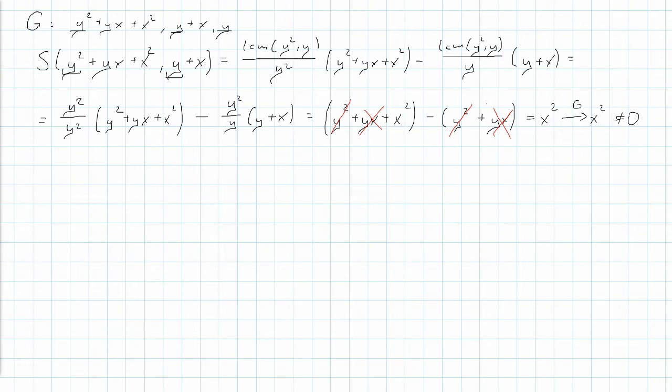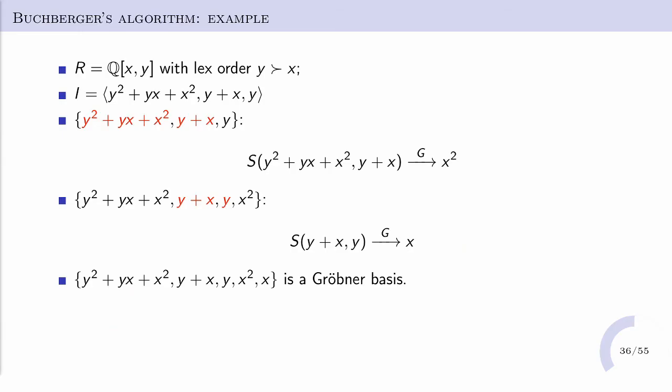This remainder is non-zero, so this means that G is not a Gröbner basis. But the algorithm says that if it's not a Gröbner basis, then we must append this non-zero remainder to G and check again. So it is exactly what we do. Here was the first step. We computed the S-polynomial of these two, we got x squared, so G was not a Gröbner basis. So we append x squared here.